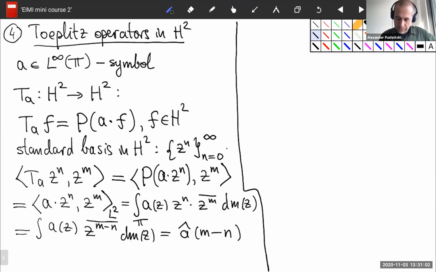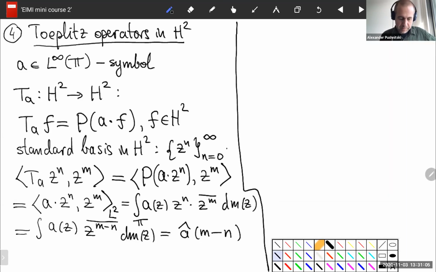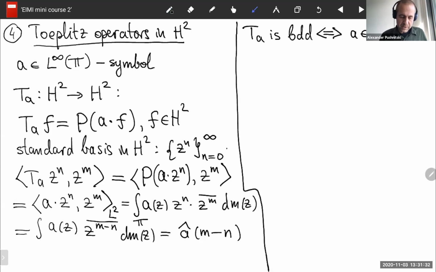Okay, so first of all, I need to say a few things about the spectral theory of Toeplitz operators. First of all, boundedness. T_A is bounded if and only if A is in L infinity. So I've started from the bounded symbol, and it's clear that if the symbol is bounded, then what is our Toeplitz operator? It's a combination of a multiplication operator and the projection. So the norm of the multiplication operator is, of course, the same as the L infinity norm of A.